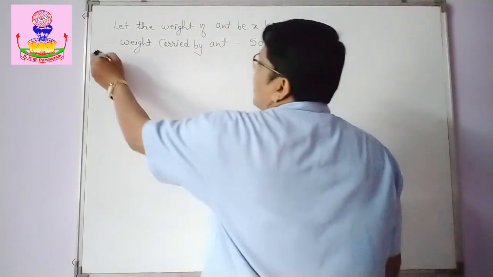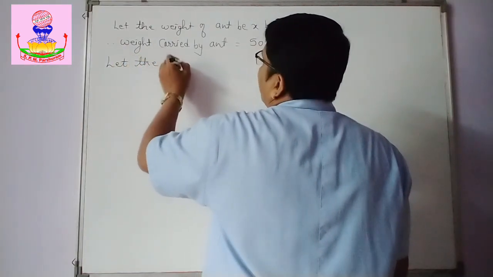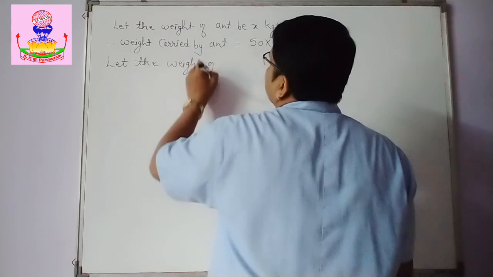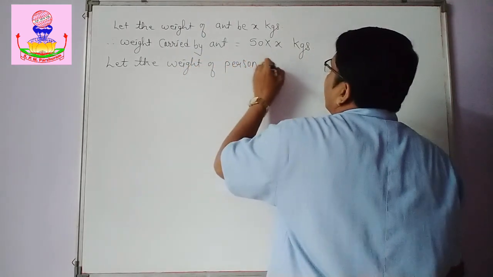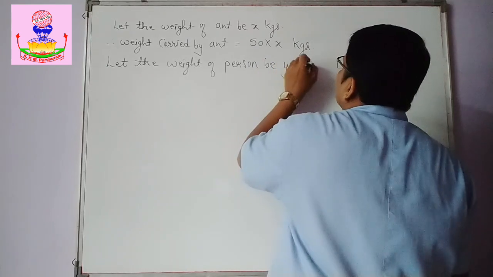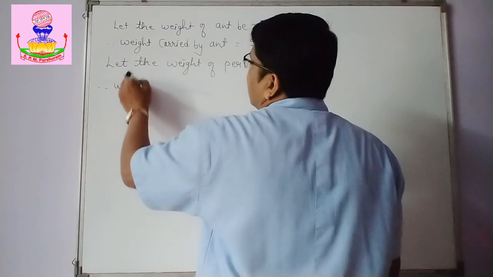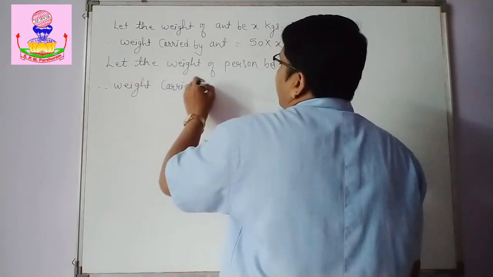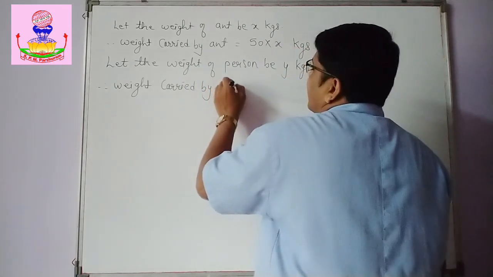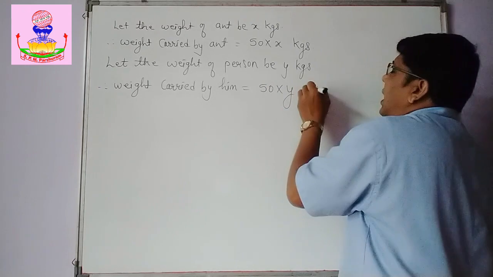Similarly, we will assume let the weight of person be y kgs. So therefore, weight carried by him will be equal to 50 times, so 50 into y kgs.